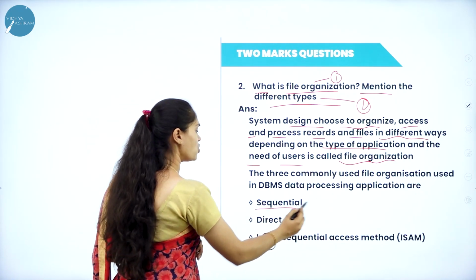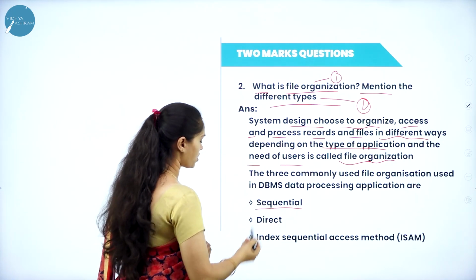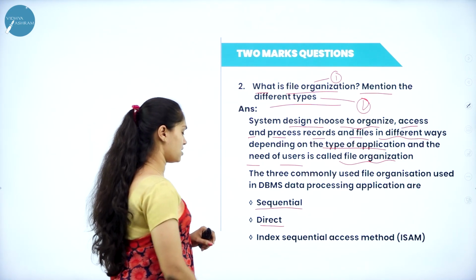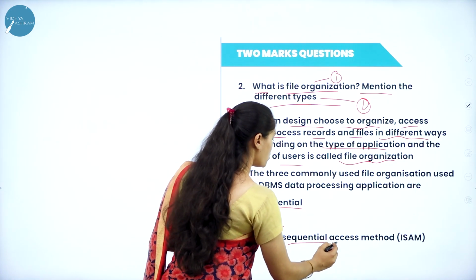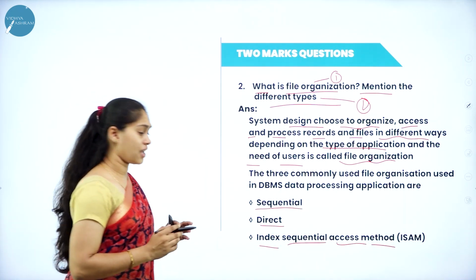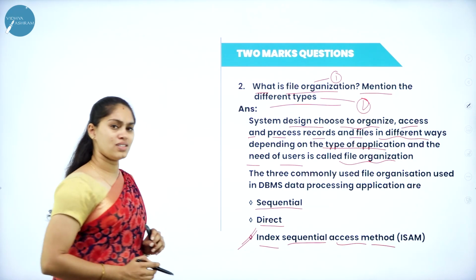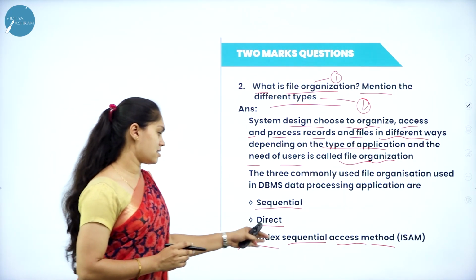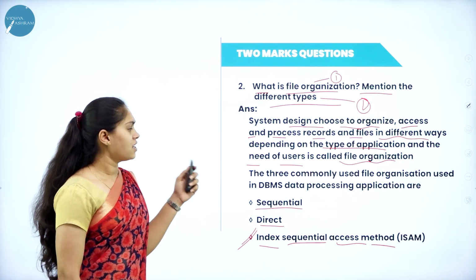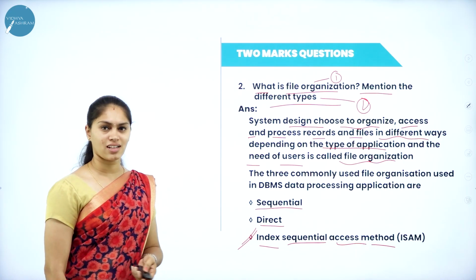So we have sequential file organization, and also we have direct file organization, and indexed sequential access method. In short, it will be ISAM, a very important concept from this chapter. So that is the index sequential access method. So these are the 3 methods that we have in file organization.